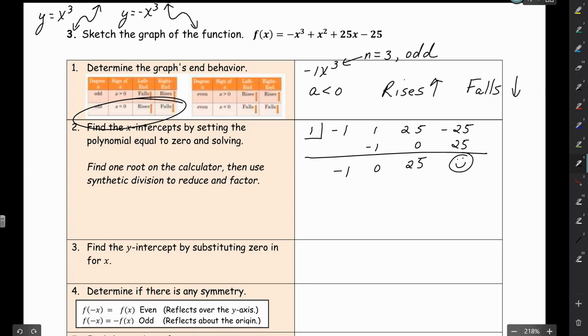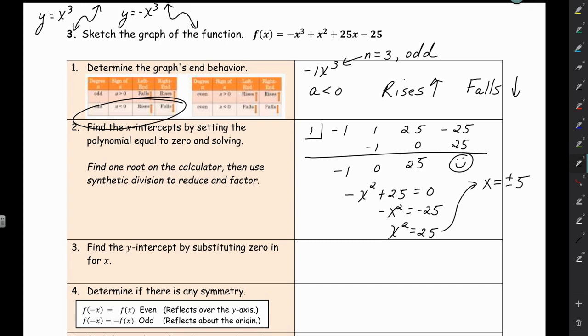We got a 0 as a remainder, so we know that 1 is indeed a root, a 0, an x-intercept, a solution. Now we can finish. So we have negative x squared plus 25 equals 0. We end up with x equals plus or minus 5. So we did prove that the x-intercepts occur at 1 and plus or minus 5.